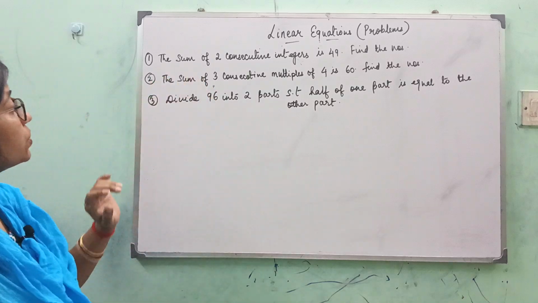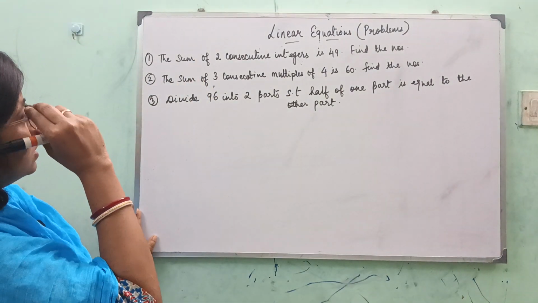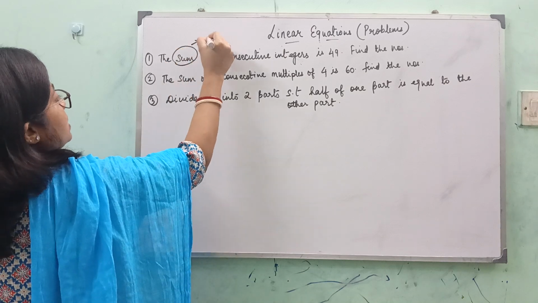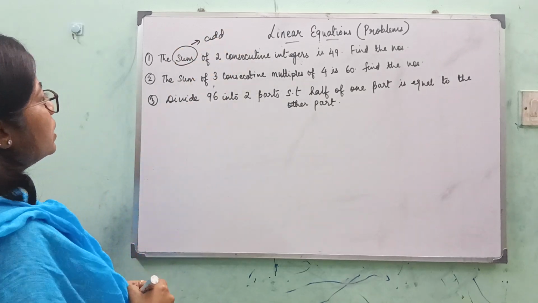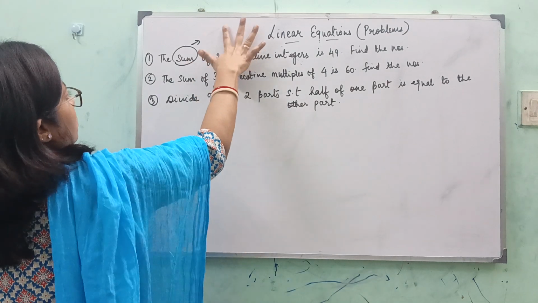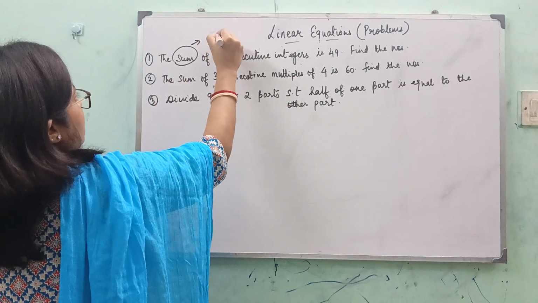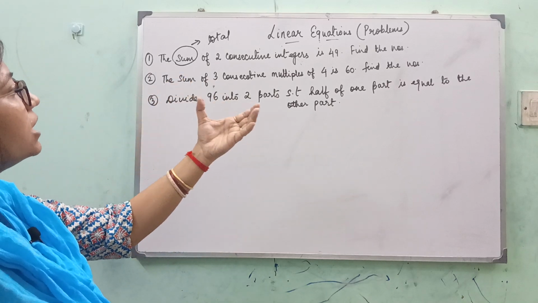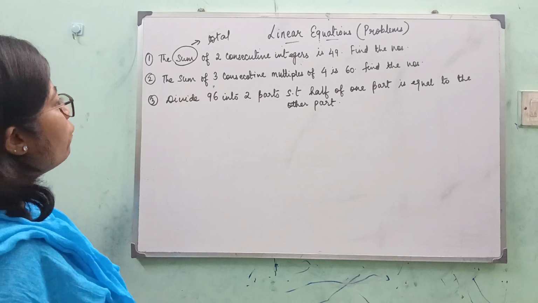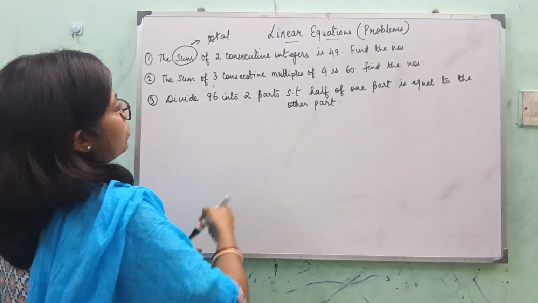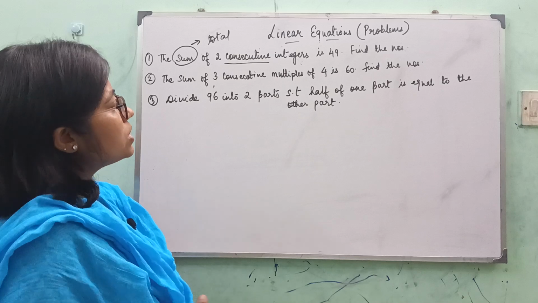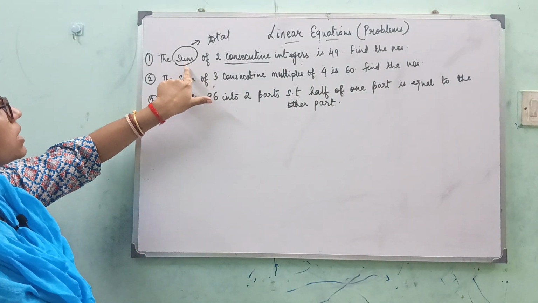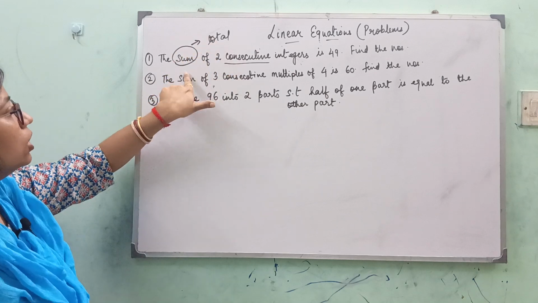numbers. The very first sum says the sum of two consecutive integers is 49. The word sum here means addition, the total. From the very beginning of the sum itself, please start understanding the words used. The word sum over here refers to total.